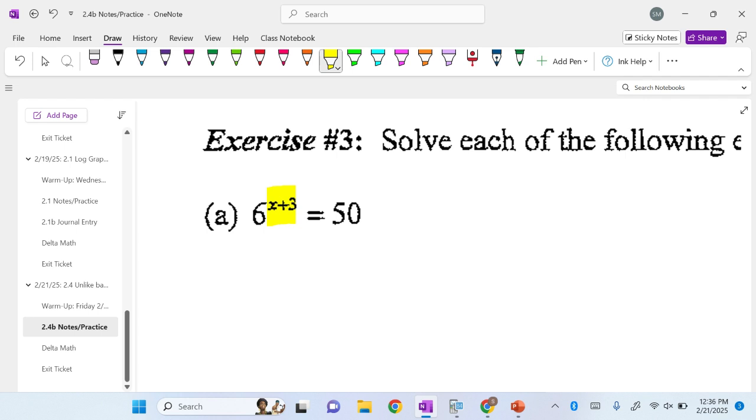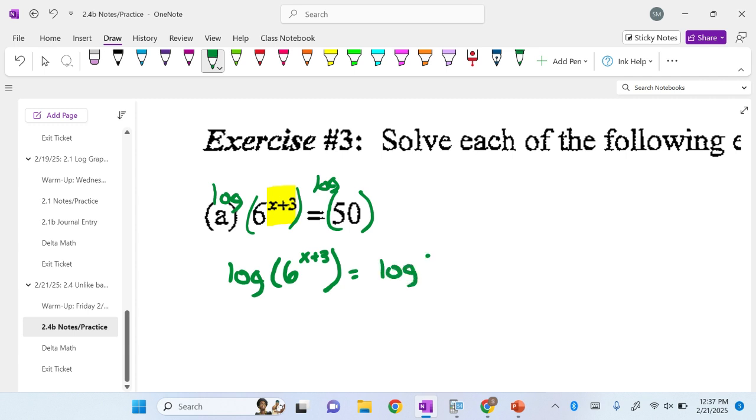Now, that doesn't really change anything rule-wise of what we're going to do. It just means we're going to add one more step at the end. So we're still starting off with the same process of taking the log of both sides. So this will be log of 6 raised to the x plus 3 is equal to the log of 50. Now, what's typically my next step here? What do I do?